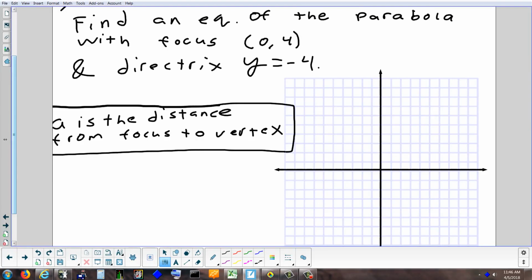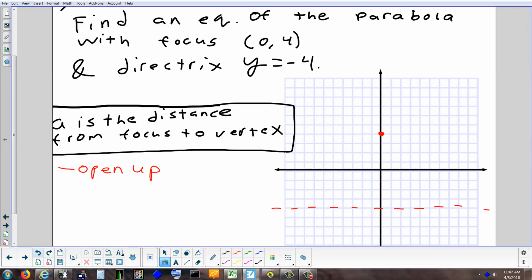The focus is (0, 4). The directrix is y equals -4. Does the parabola ever cross the directrix? No, it bends away from it. It bends around the focus. It has to look like that. It has to bend away from the directrix and wrap around the focus. If you say, well, couldn't it wrap around the focus this way? Yes, but then it would eventually cross the directrix. So that's no good. Okay, so it's going to open up.